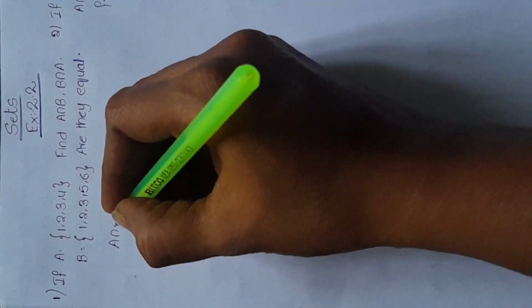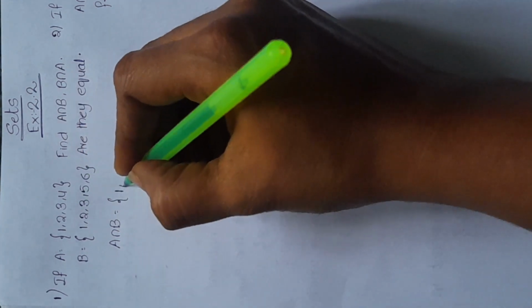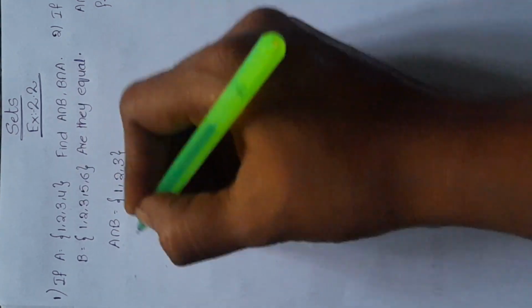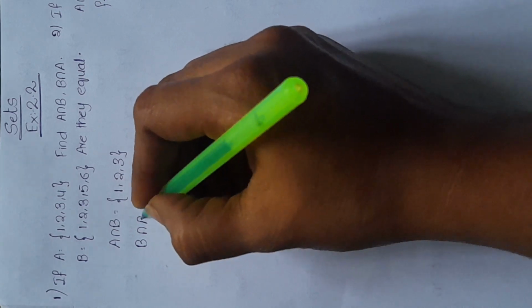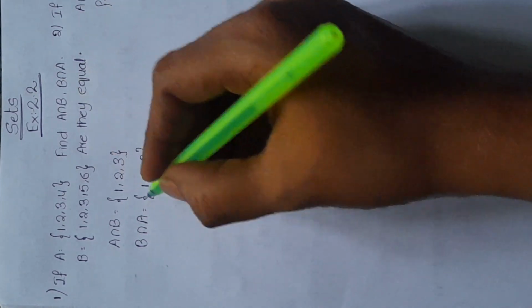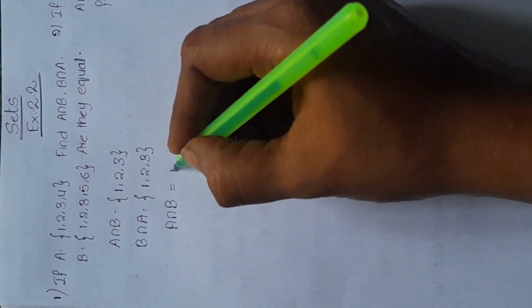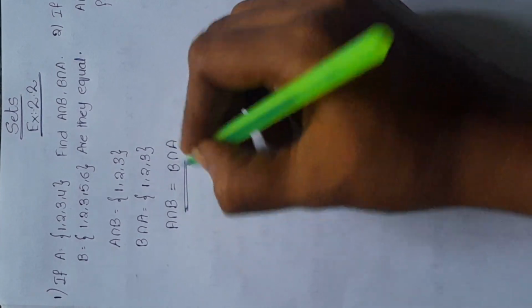So A intersection B. In the intersection we should take only the common terms. The common terms are 1, 2 and 3. In the same way, B intersection A is equal to {1, 2, 3}. Are they equal? Yes, both of these are equal. We can conclude that A intersection B is equal to B intersection A.